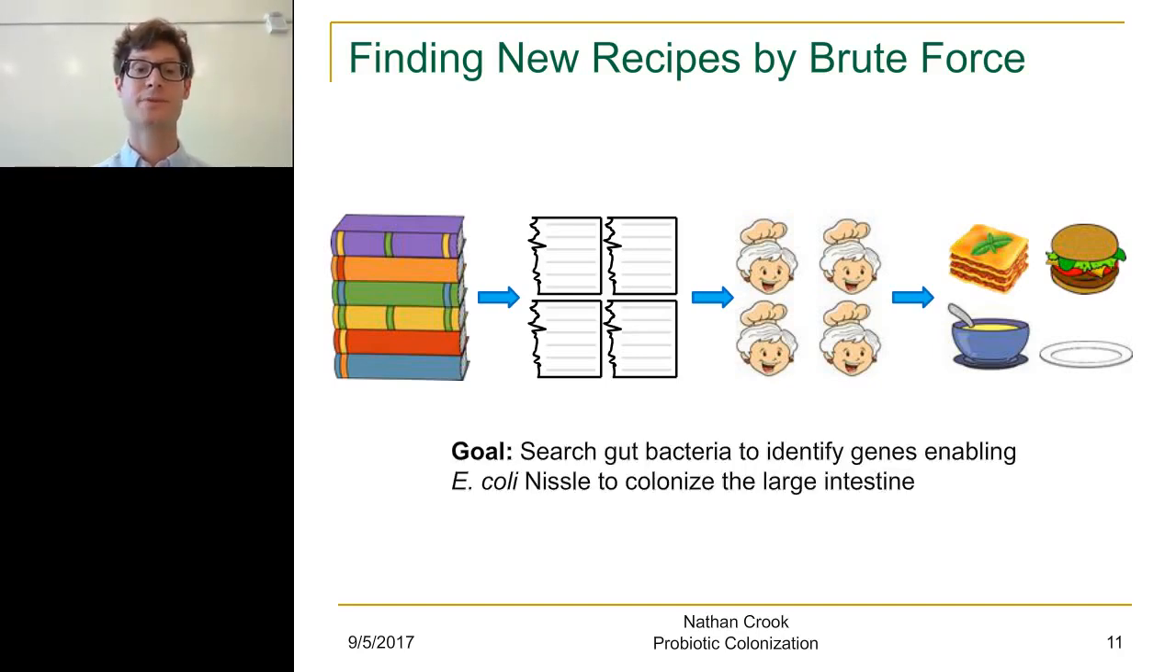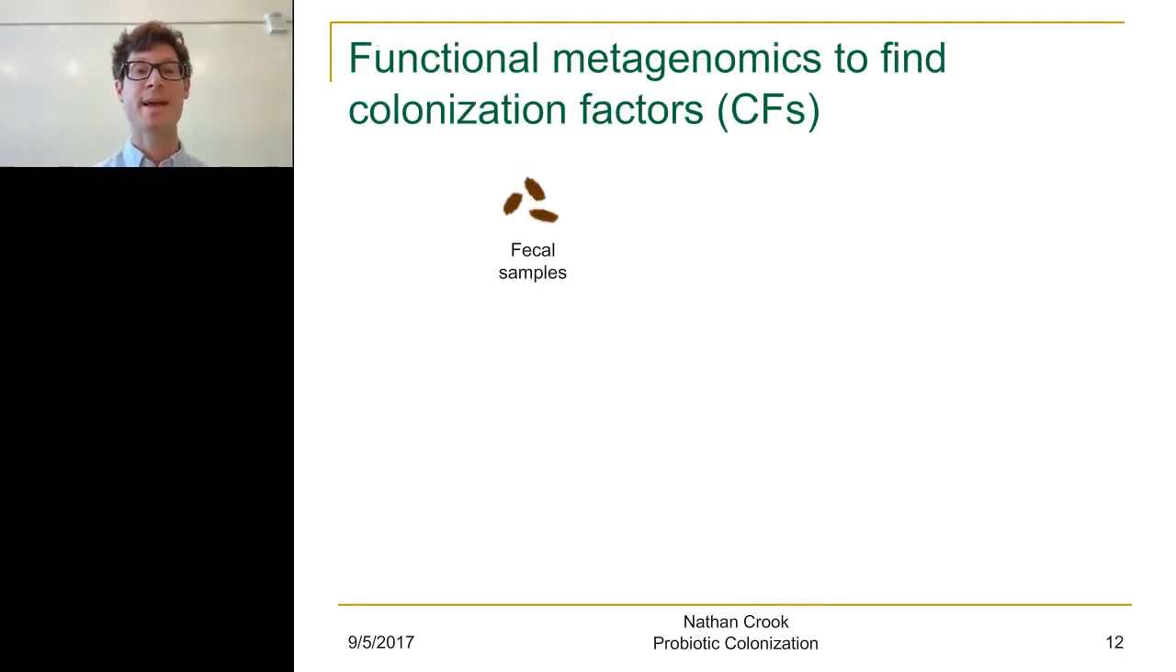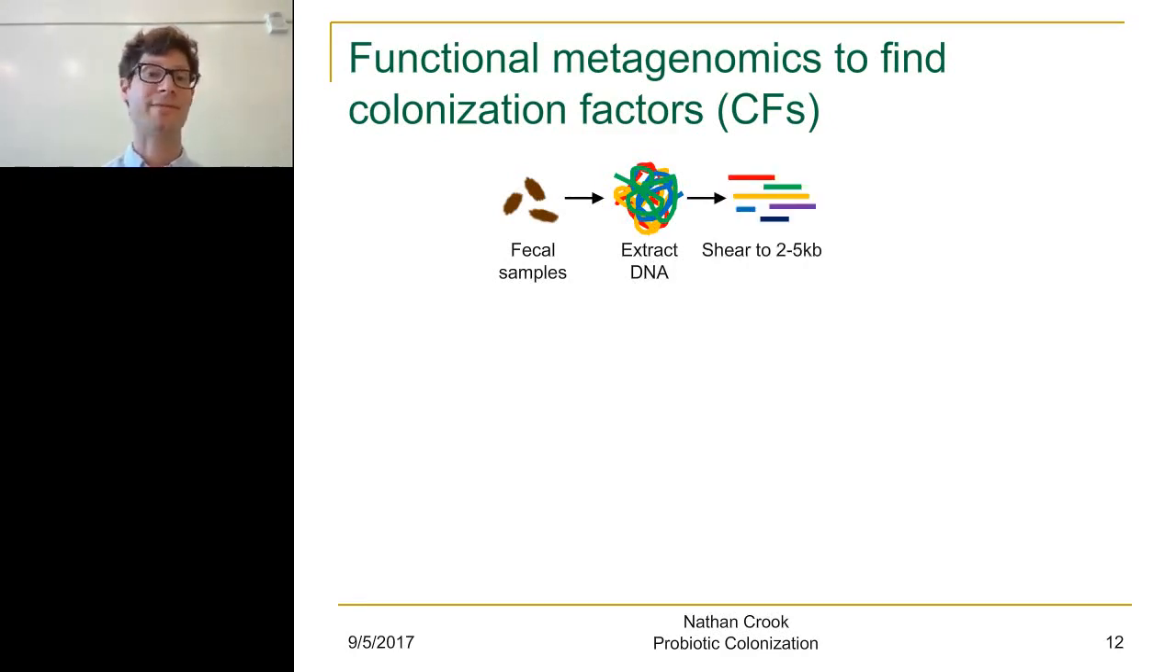So in a similar way, we're going to search gut bacteria to identify genes enabling E. coli to colonize the large intestine. Instead of cookbooks, in this case, we have bacterial genomes. And these bacterial genomes are contained within fecal material from healthy human individuals. What we did is we took these fecal samples and extracted the DNA that they contain. These are our recipes. And we sheared them to 2 to 5 kb chunks.